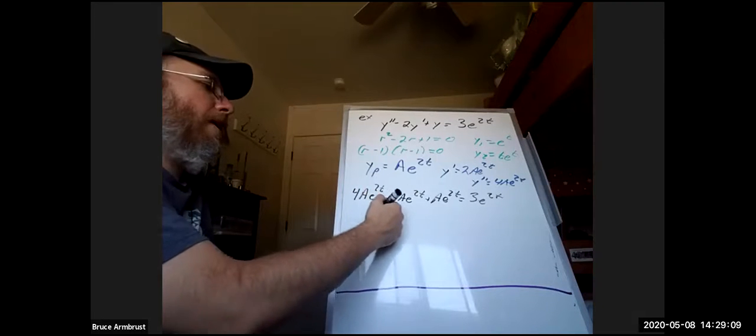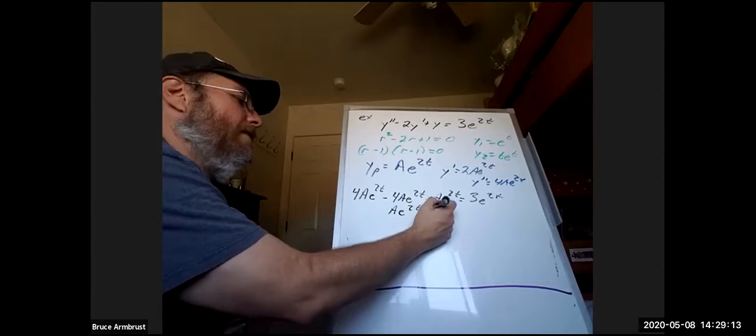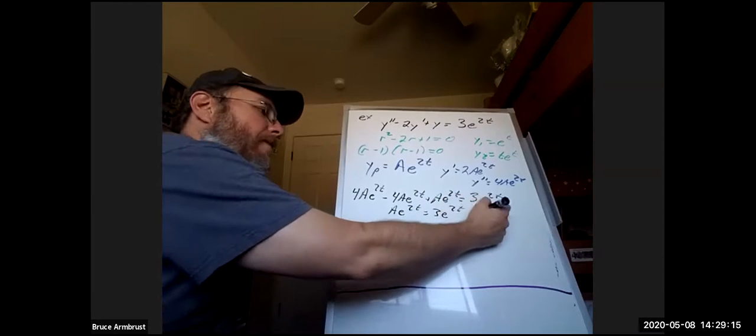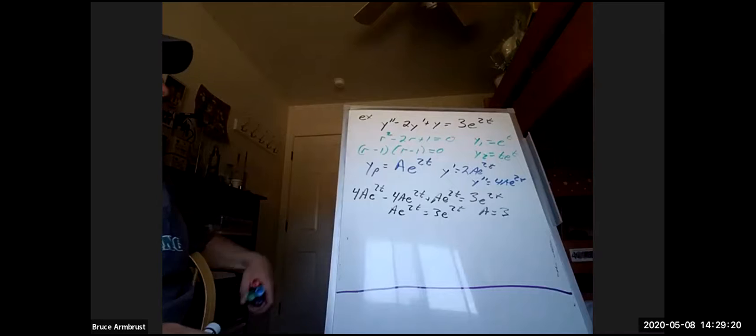So these are all the same, so A is just equal to 3, correct? Yeah, so you just combine those. You get 4 minus 4 plus 1 is 1, a e to the 2t, which, like JP just said, tells us that a is equal to 3.